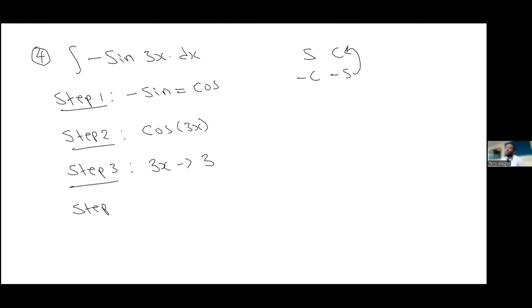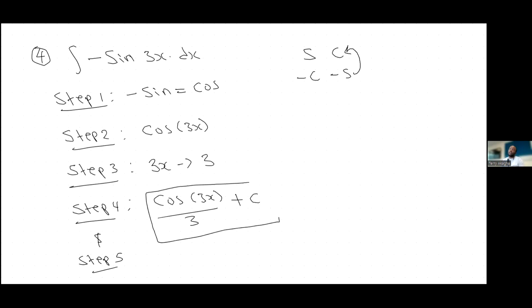Step 4 is step 2 divided by step 3. So it's going to give us cos 3x divided by 3. And step 5, which is the final step, is that you add c, because this is a classical indefinite integration.